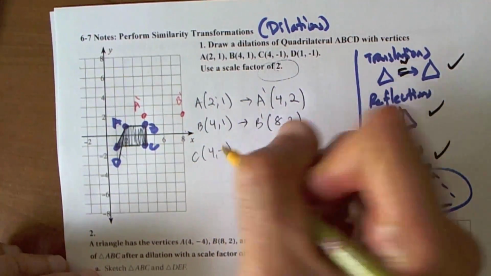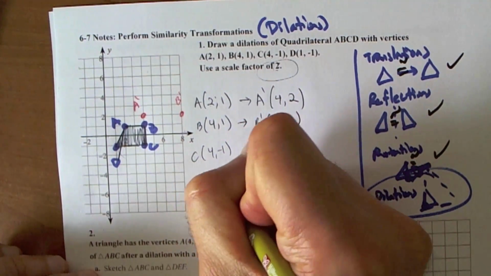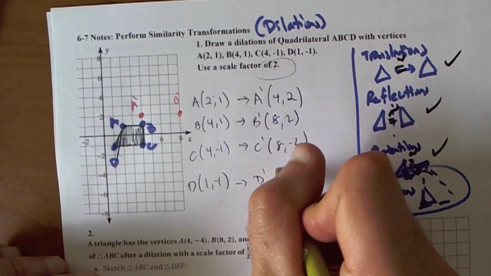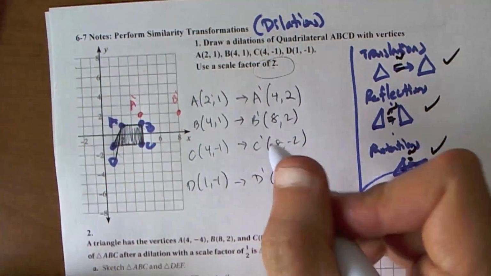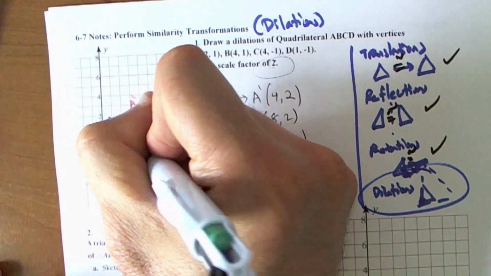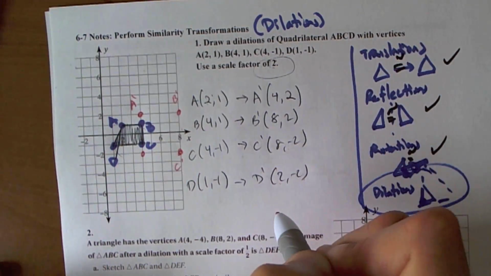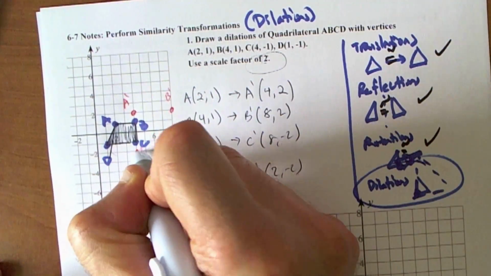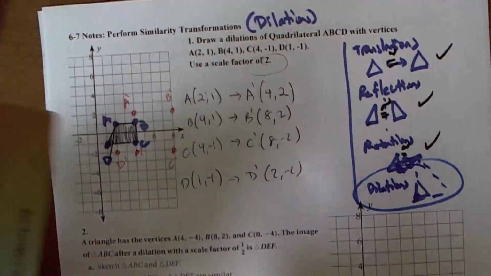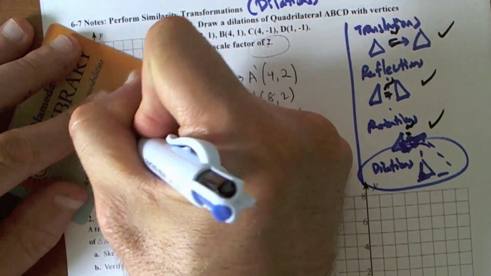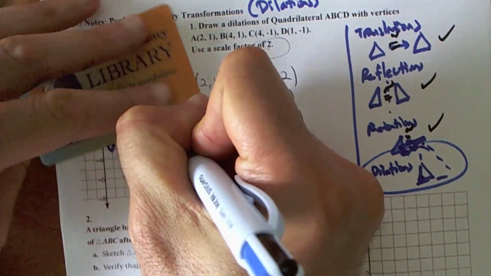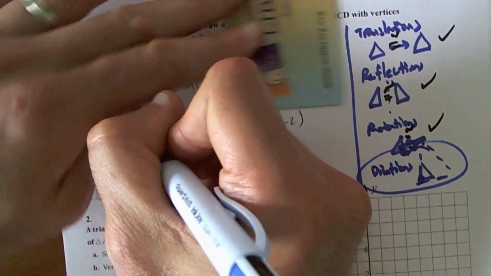C is 4, -1. And D is 1, -1. So C prime is 8, -2. And D prime is 2, -2. So 8, -2, and 2, -2. Oh yeah, 2's over here. Excuse me. D. Okay, so if I draw that in, let's go ahead and finish this up.